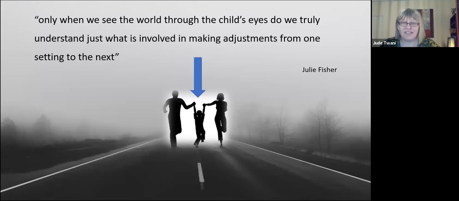And I would propose that when we are thinking about transition, we don't start with our systems, we start with the child in mind. And this quote, I think, is very powerful about when we see things through the child's eyes, do we truly understand what's involved in making adjustments from the one setting to the next? See the world through the child's eyes. I wonder what that looks like.